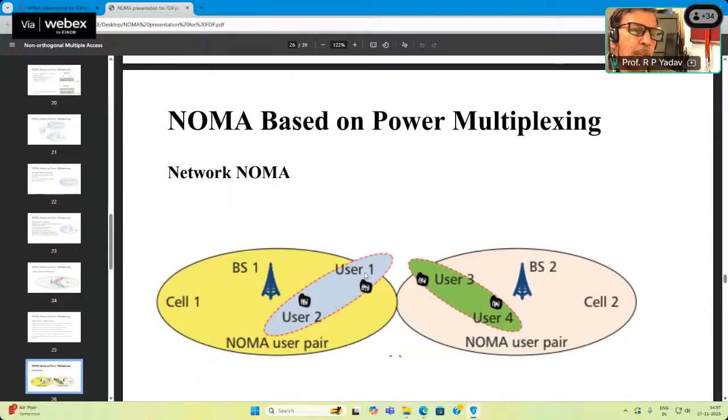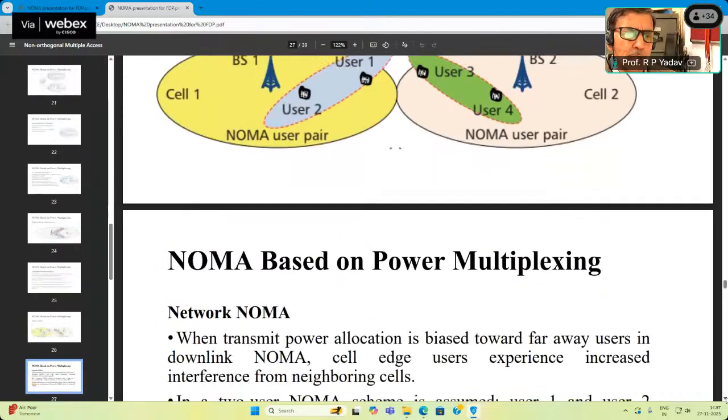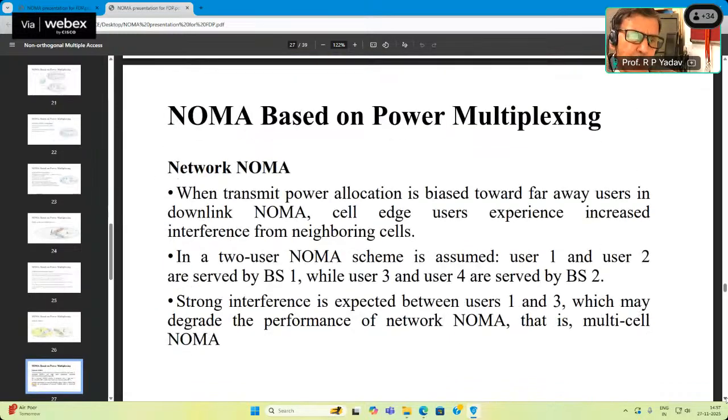Now, these are the user pair 1 or 2, and this is cell 1, and this is cell 2. This is shown to illustrate how the two users will be used. When transmit power allocation is biased towards faraway users in a downlink NOMA cell, edge users experience increased interference from neighboring cells. In a two-user NOMA scheme, user 1 and user 2 are served by base 1, while user 3 is served by base 2. A strong interference is expected between users 1 and 3, which may degrade the performance.